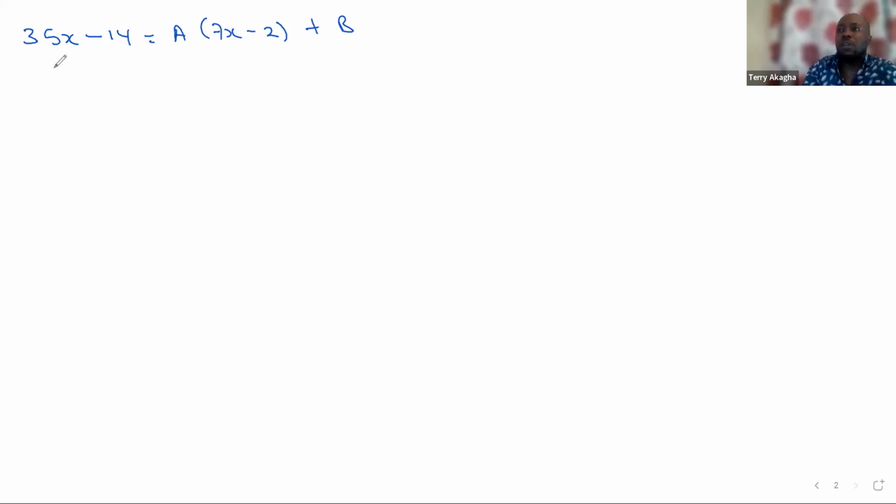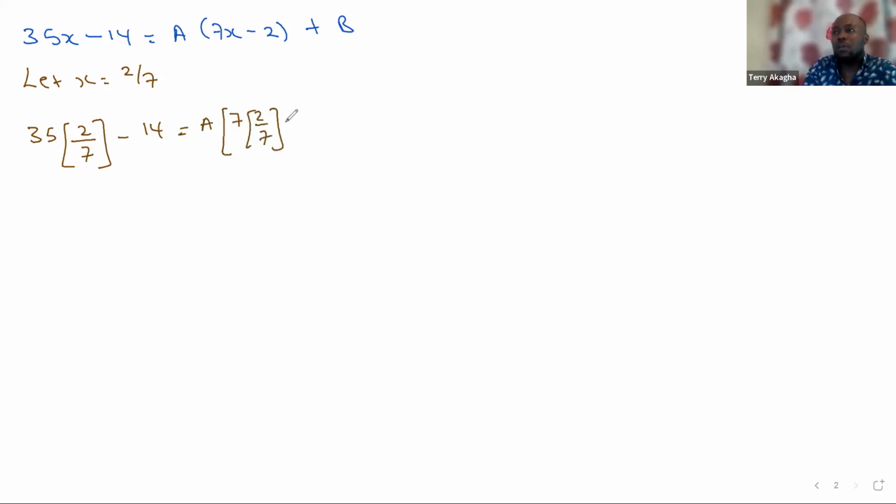So with 2 over 7, then it's going to be 30. So we'll let x be equal to 2 over 7. All right. So it's going to be 35 into brackets 2 over 7 minus 14 is equal to a times 7 into brackets 2 over 7 minus 2 plus b.